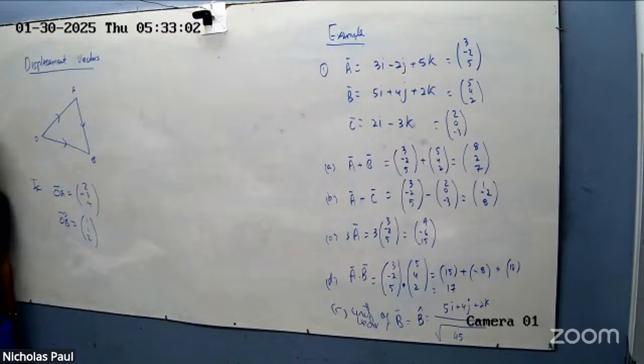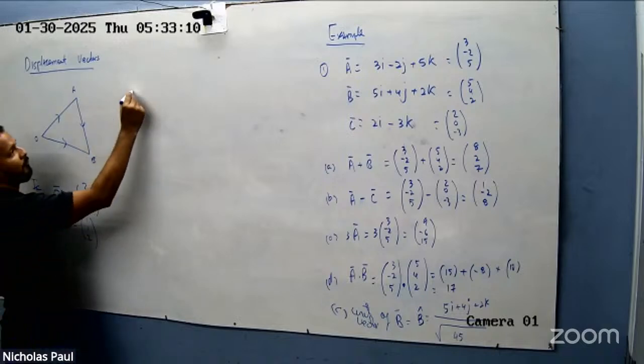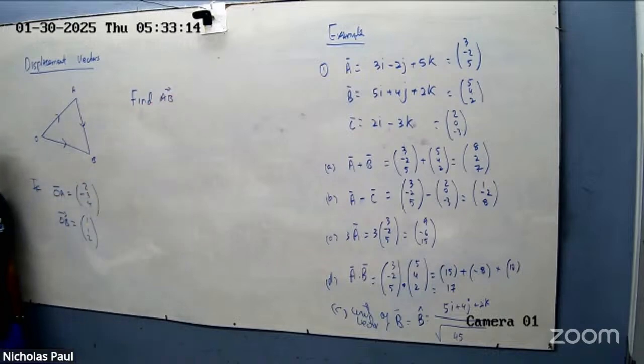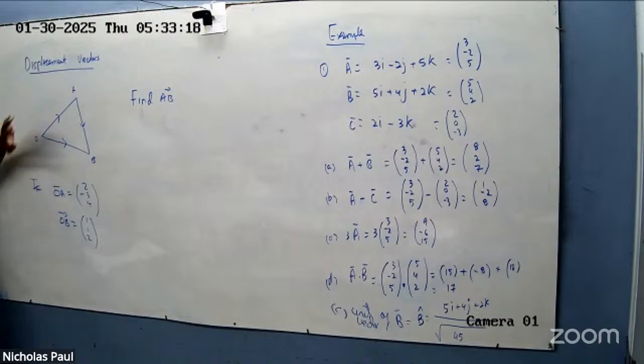Right. So what is here? Jacob, please find AB. How do you find AB? Find the alternate route from A to B, right? What would that be? AB is what?